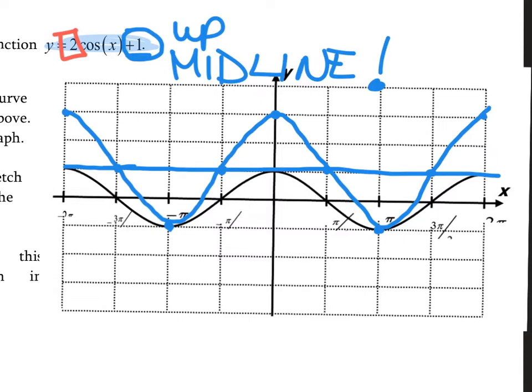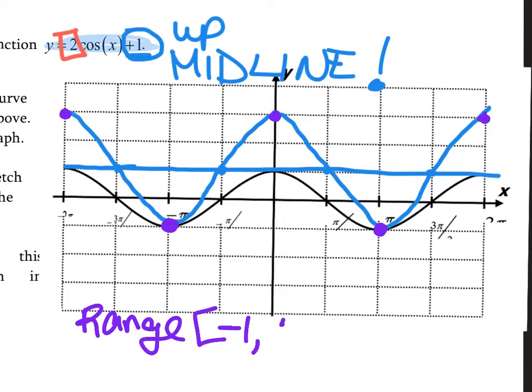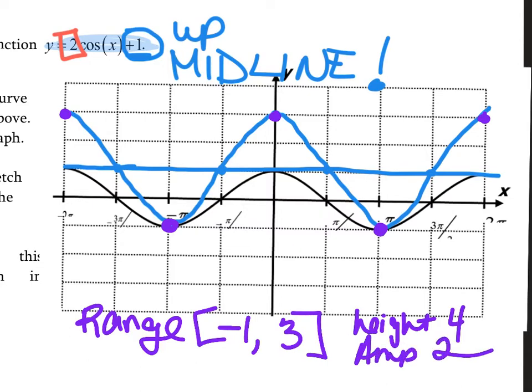Now the last part wants us to state the range. Okay, what is my lowest point? My lowest points are here. Well, my y value there is a -1. What is my highest point? Well, this is my highest point, this is my highest point, and this. They all have the same y value of 3. So that's my range. Notice that my height is still 4. 2 up, 2 down, but the difference between -1 and 3 is 4, and my amplitude is 2, which matches that 2 that's out front.